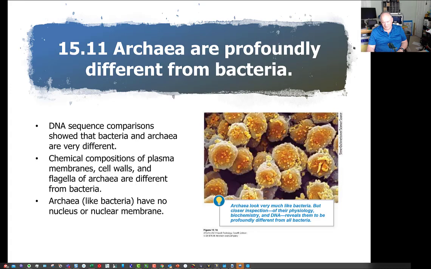Archaea are hugely different from bacteria. Archaea just means, like your professor, he's archaic, you know, he's old. Archaea just means the older forms, and they're metabolically different, and I don't usually study them because they're not pathogens, so I don't really have much interest in studying them. But they do look like bacteria, but they are different.